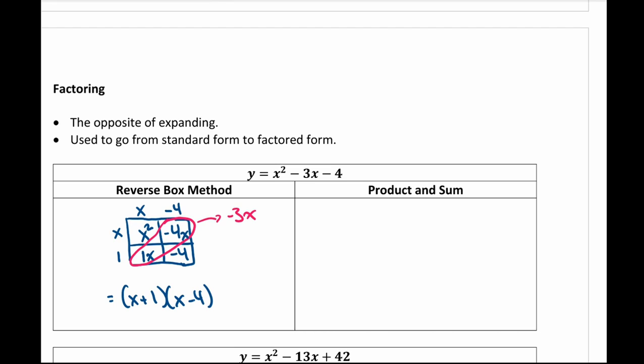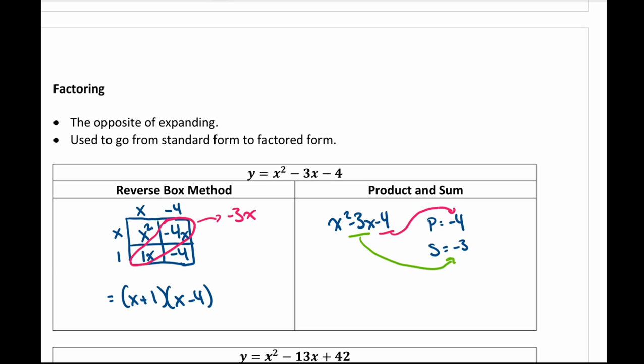For the product and sum method, it's a little bit more straightforward, but you're basically doing the same work. So if I have x squared minus 3x minus 4, I'm looking for two numbers that multiply to give me -4, and two numbers that add or give me a sum of -3. Those same two numbers have to give me -3. So here again, you're going to use more of a trial and error. You can use a multiplication table to help you figure out what numbers you're looking at.